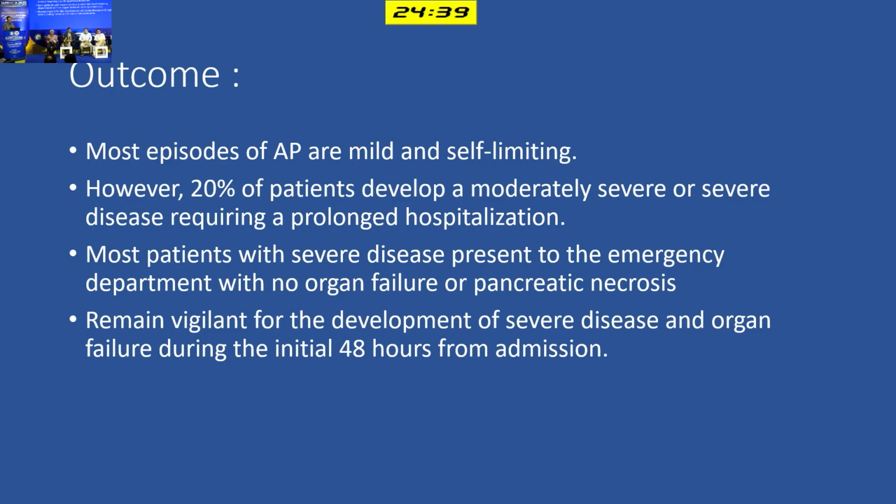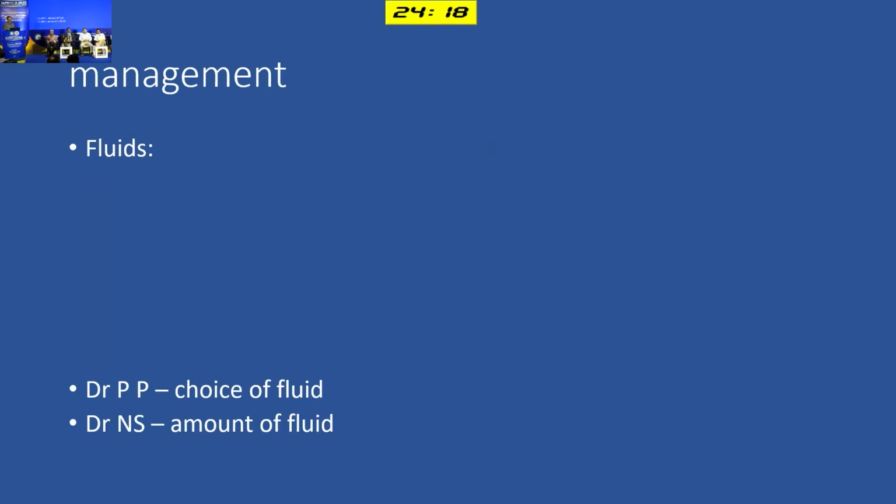They are usually in the early stages of early organ failure or maybe early pancreatic necrosis, very difficult to diagnose in day 1. We have to remain vigilant for the development of severe disease and organ failure during the initial 48 hours. So therefore, it is important when they come to the ICU, even if they go to the ward, we have to remain vigilant whether they are going to develop acute pancreatitis.